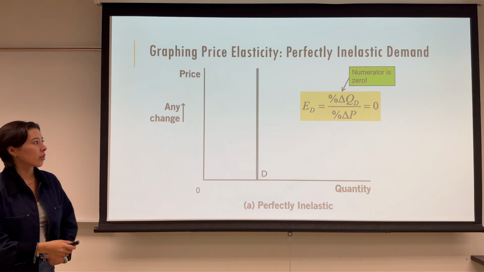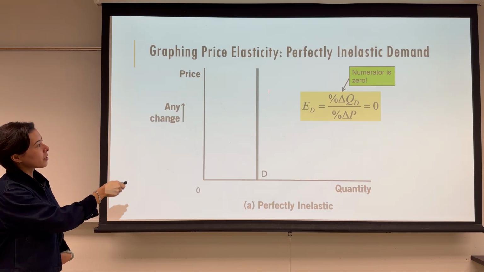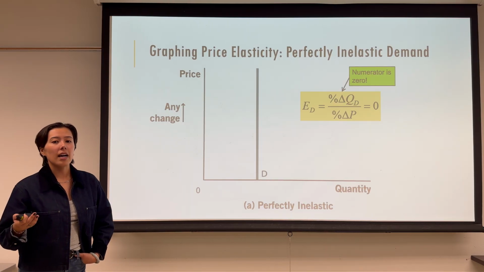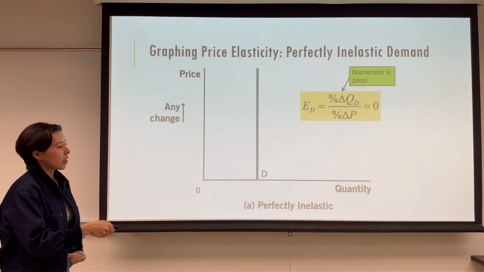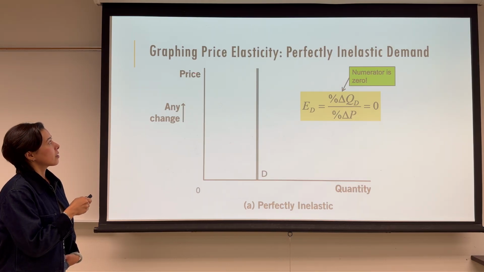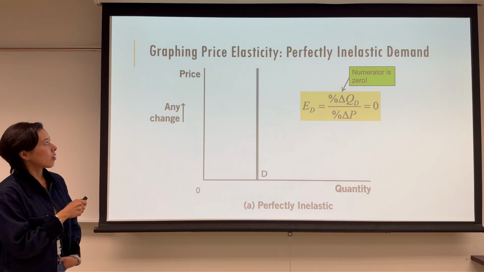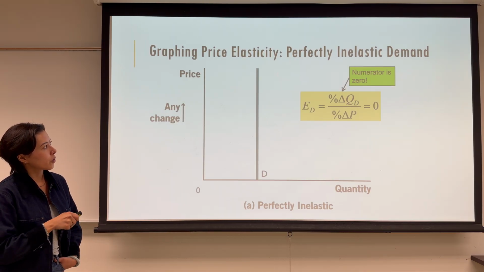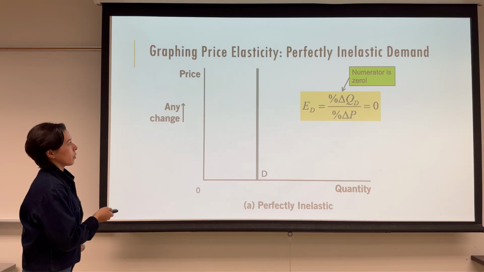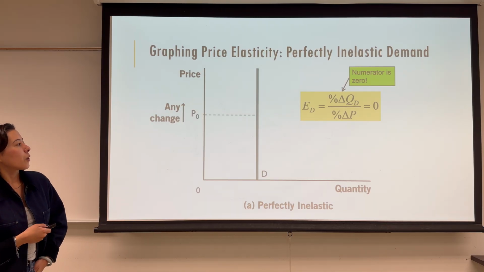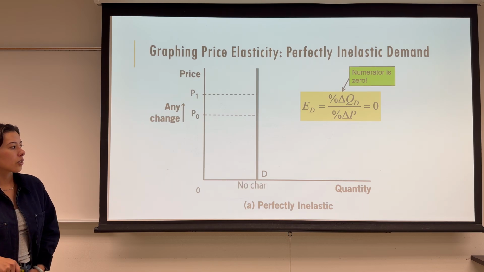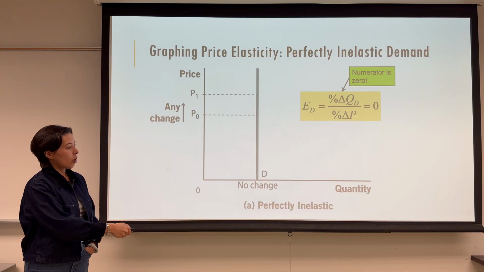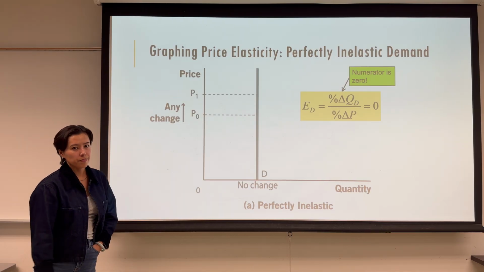So that's what we're showing here on our graph by drawing this perfectly vertical demand curve. So this demand curve is drawn on the same set of axes as we always have. Quantity is on the x-axis and price is on the y-axis. But instead of drawing our demand curve as a downward sloping line, now it's this perfectly vertical demand curve. And so this helps us to represent that for any change in the price, there's no change in our quantity demanded. Doesn't matter what the price is, we're always going to buy the same exact amount.